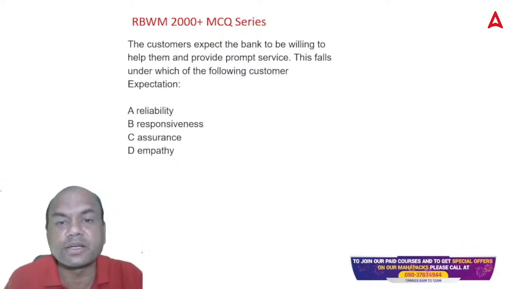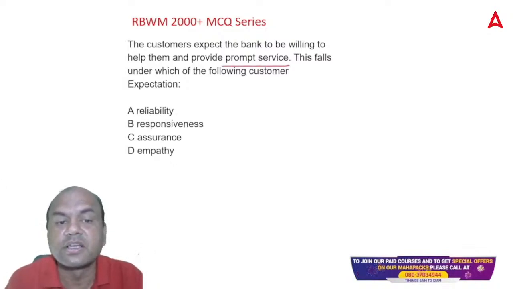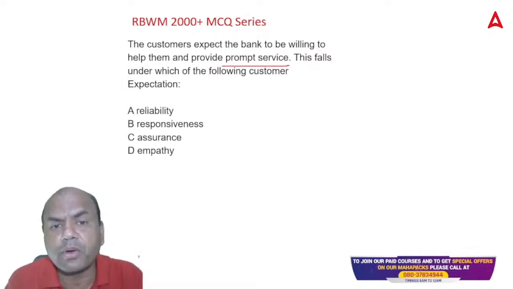The customers expect the bank to be willing to help them and provide prompt service. This falls under which of the following categories? Reliability, responsiveness, assurance, empathy. Prompt, fast service. So that is responsiveness.